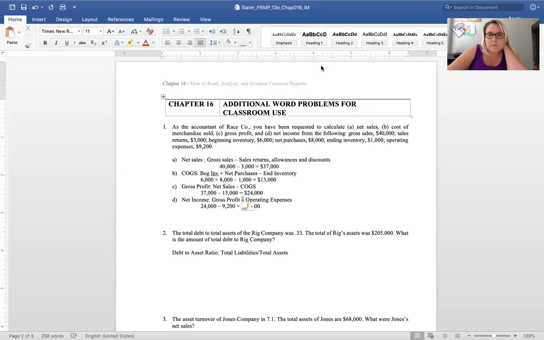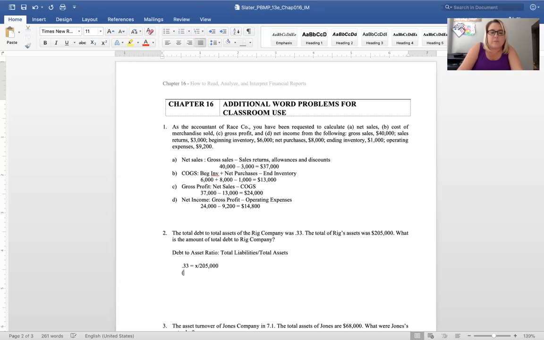Okay, all right. Number 2 says the total debt to total assets of Rig Company was 0.33. The total of their assets was $205,000. What is the amount of total debt of Rig Company? So I've already typed in for you the debt to asset ratio as shown in table 16.1. It's total liabilities divided by total assets. So if we know that the ratio is 0.33 and that equals total liabilities divided by total assets, we don't know total liabilities, that's what we're trying to solve for. So we need to solve for X.